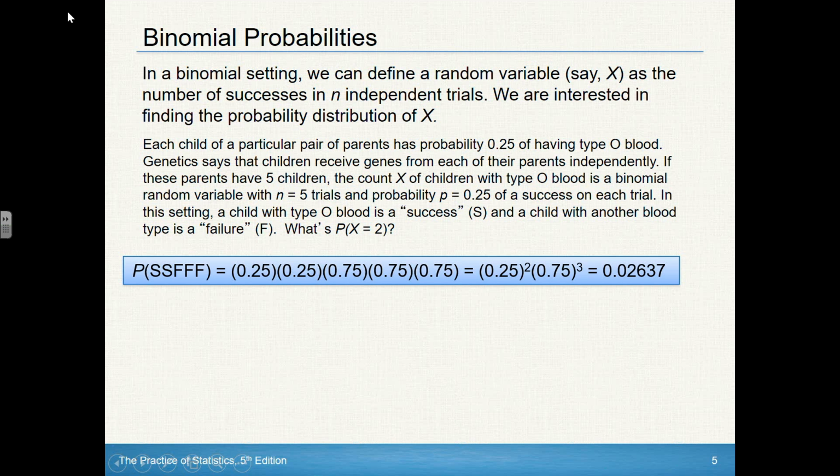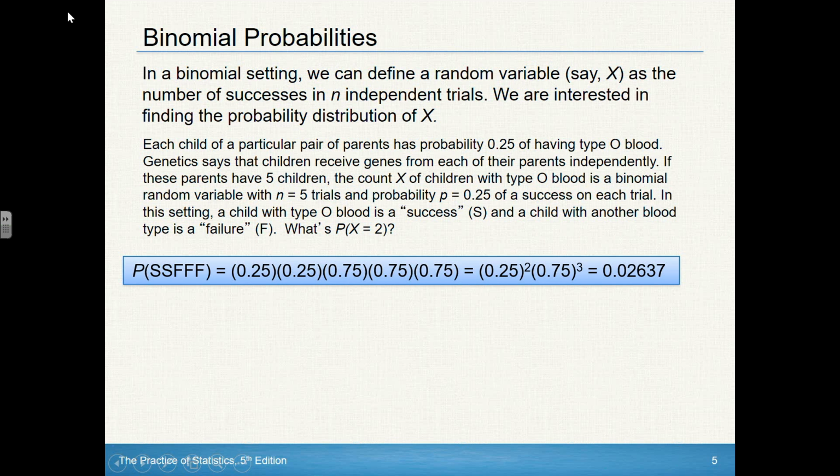Meaning, what's the probability that 2 of the 5 children have blood type O? Well, I could look at it like this and say, okay, the probability of SSFFF, where the first 2 children are blood type O and the 3 following are not. And since they're independent, we can multiply those probabilities out and get 0.02637. In other words, about 2.5% of the time.